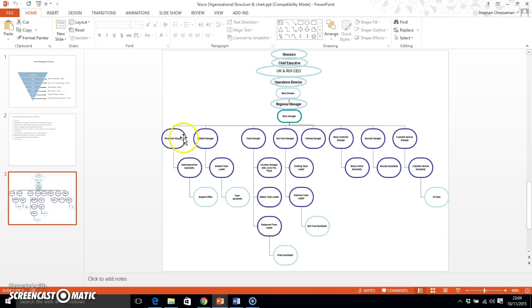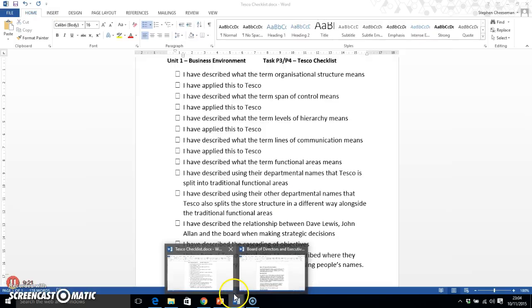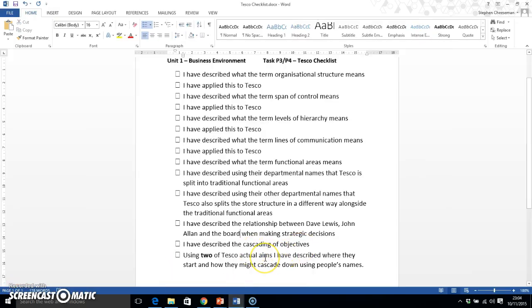If there's any problems, again, it goes all the way back up until it reaches the chief executives group, and they're meeting a few times a week, and they'll say, right, are we achieving it, or are we having problems? If we're having problems, how could we try and fix those problems? Once you've described 2 of your objectives, then that's this piece of work done. Okay? Best of luck.